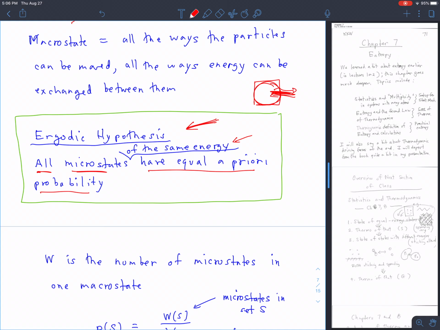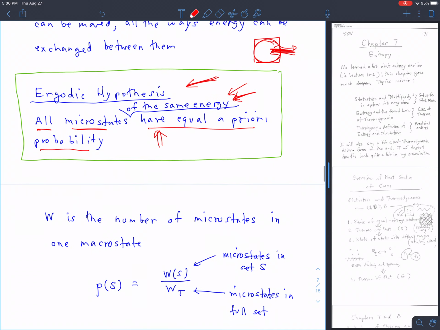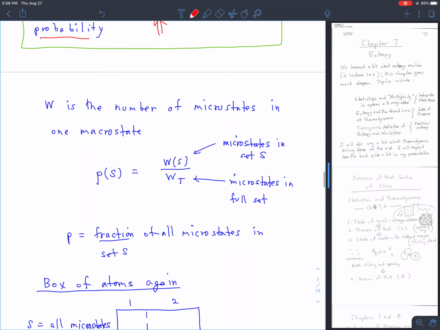All the microstates with the same energy, whether in an isolated system or an open system, have equal a priori probability. I could talk a lot about where this comes from. It's been investigated at enormous length over the past 100 years or so. But let's just take it as a given right now. All microstates have the same probability if they have the same energy. In that case, we can now calculate probability.